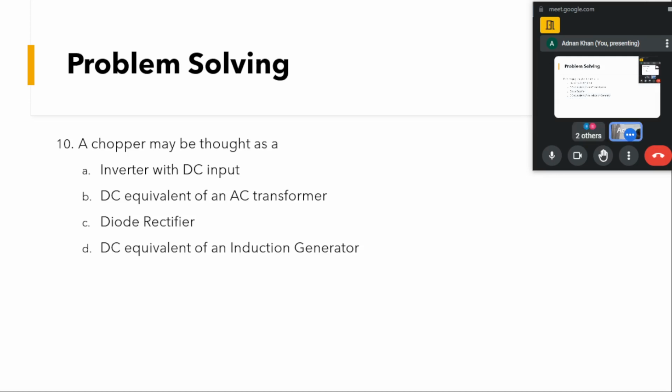One of you has answered it, as we started to discuss these DC converters. One is an inverter with a DC input.